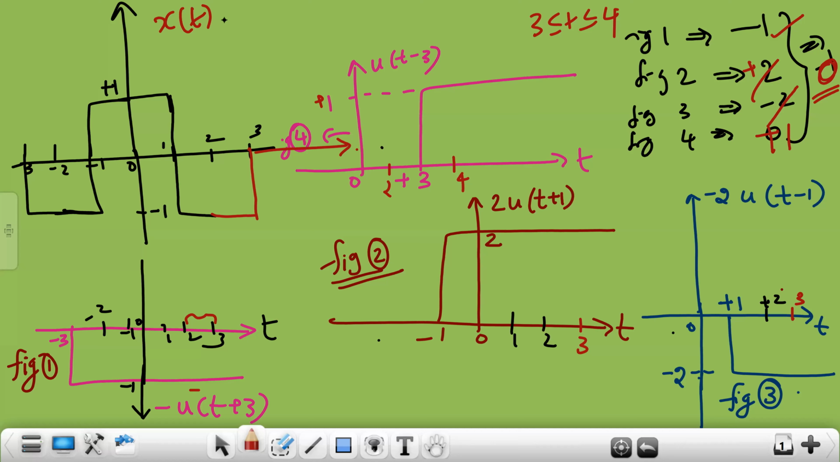Is this clear for you? Any doubts you have? Please tell me. Sir, in figure 3, the amplitude is -2. Yes, figure 3, the amplitude is -2. That is why this -2 will cancel with the +2 and it will become 0. Here you have +1, here you have -1. So -1 plus 1 is 0. So totally the amplitude will become 0. That is why it is returning back to the x-axis itself.